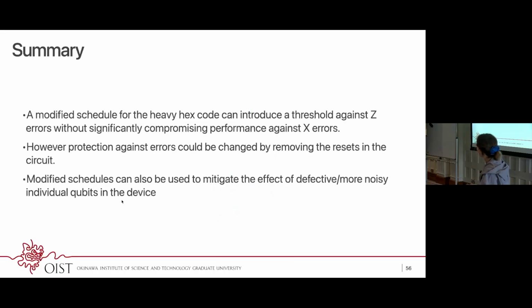So the summary of this project is that we modify the schedule for the heavy hex code and introduce a threshold against Z errors without significantly compromising the performance against X errors. However, as we showed before, the protection against the errors could be changed by removing the resets in the circuit. We haven't done this yet, so we don't know how the performance would look. Also, the modified schedules can be used to mitigate the effect of defective or more noisy individual qubits in the device.